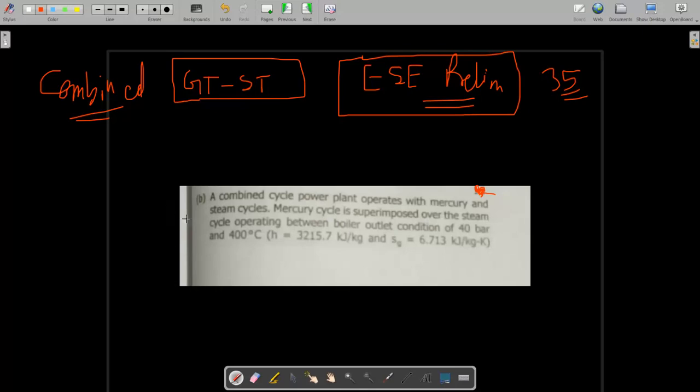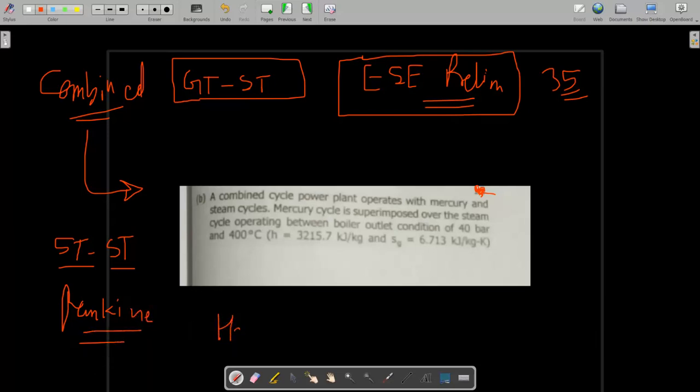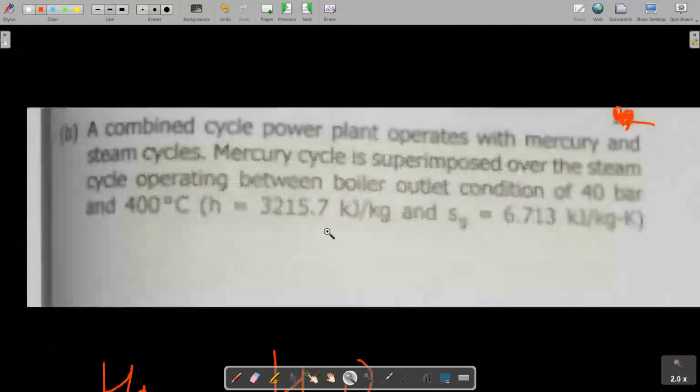So let's start. Today we will solve another question of a combined cycle power plant, but this is a binary vapor cycle, both are steam turbine cycles, both working on the Rankine cycle, but in one the fluid is mercury and in the other the fluid is water. So the question is, a combined cycle plant operates with a mercury steam cycle, and the mercury cycle is superimposed over the steam cycle.